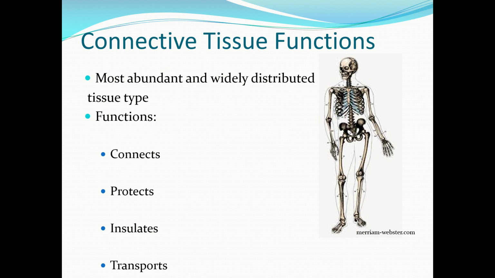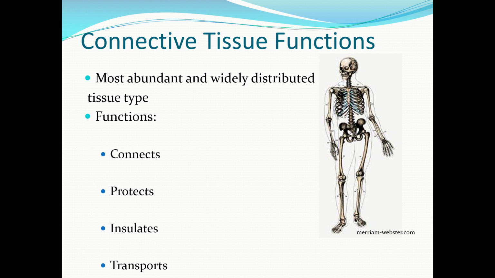Now let's talk about connective tissue. Connective tissue is the most abundant and widely distributed tissue type. It has several functions, including connect, protect, insulate, and transport. So connective tissue will bind body organs together. It will bind fleshy organs, such as the respiratory organs and digestive organs, together. It will also bind bony organs to each other via ligaments. It will bind muscles to bones through tendons. It will connect bone to bone through cartilage.